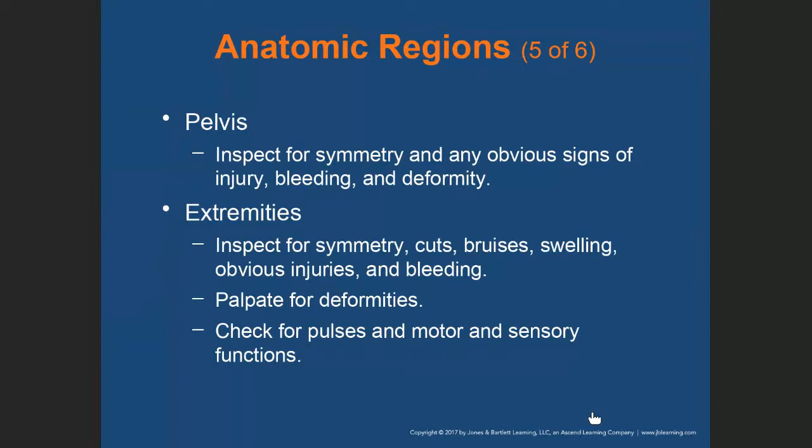When we get to the extremities, inspect for symmetry, cuts, bruises, swelling, obvious injuries, and bleeding. Palpate for deformities, check for pulse, motor, and sensory function. And once we're checking pulse, motor, and sensory, that's a neurovascular assessment.